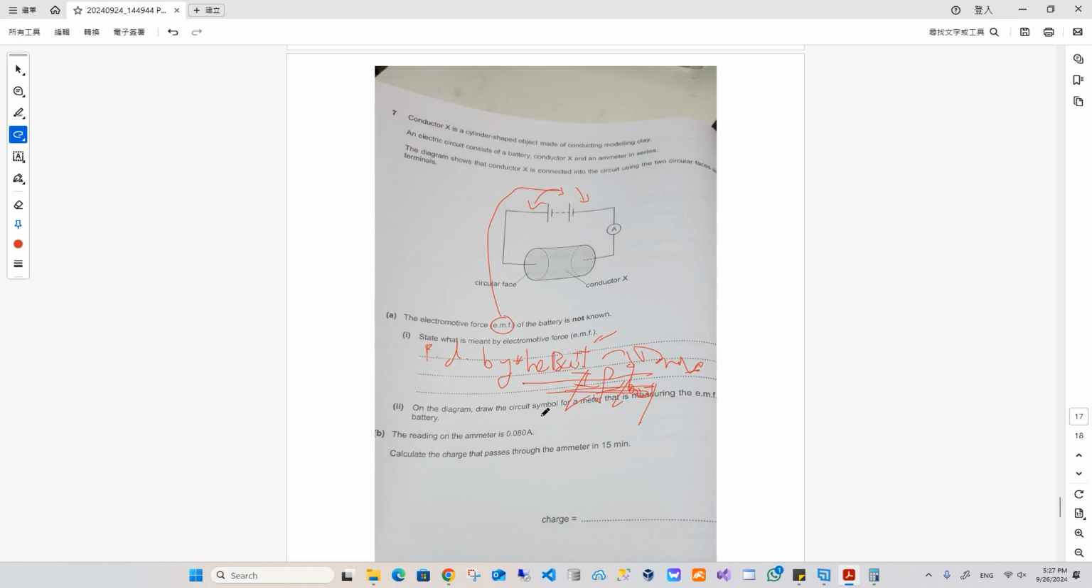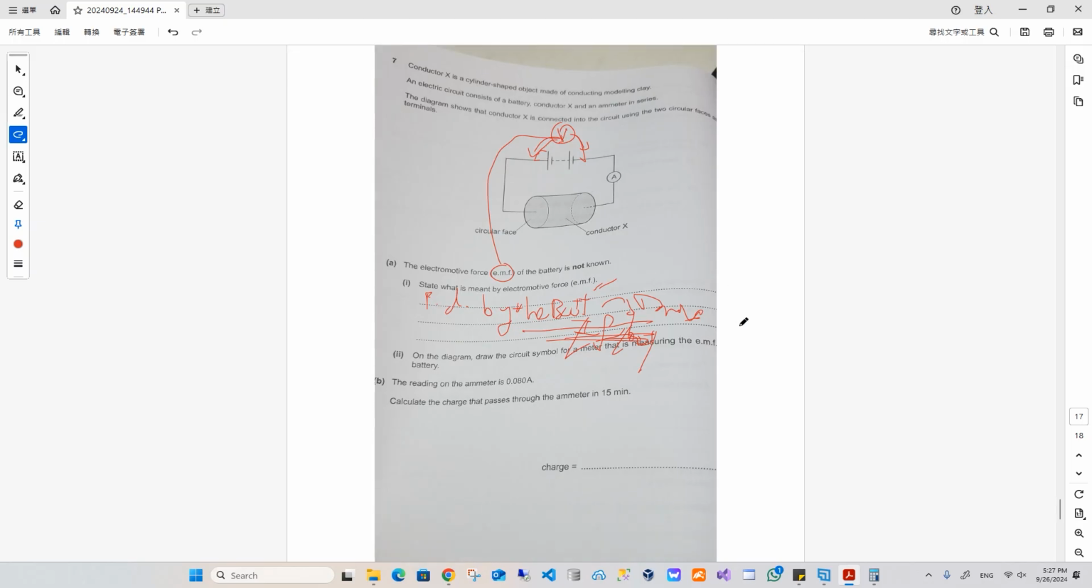On the diagram, draw the circuit symbol for a meter that is measuring the EMF of the battery. So I just have a voltmeter here, tagged exactly at the battery there, very neatly. Then I will be able to read the EMF.